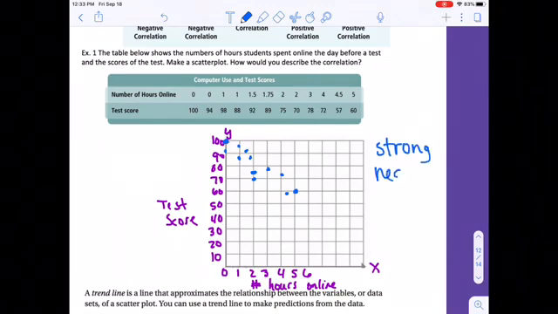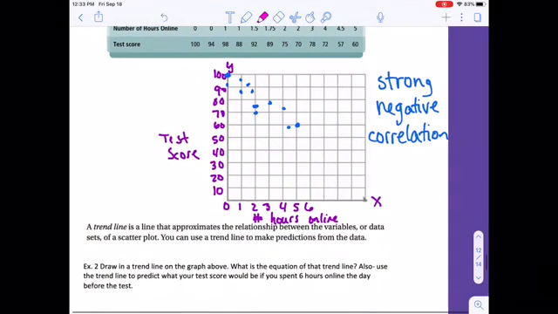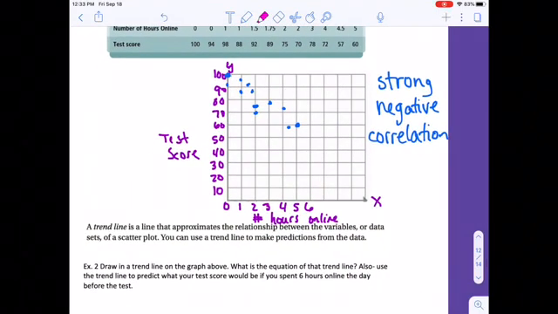negative correlation. We can see there's kind of a negative slope here, and they're pretty well grouped together. So we now can take something called a trend line. A trend line is a line that approximates the relationships between the variables or data sets of a scatter plot. You can use a trend line to make predictions from the data.